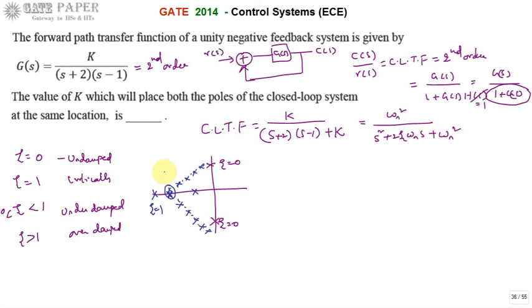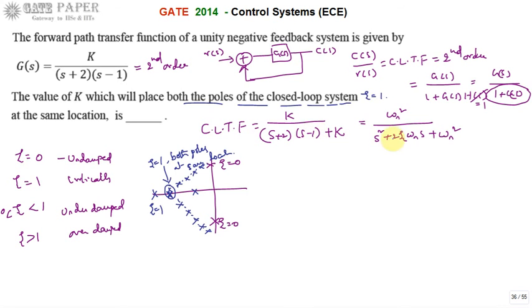And if you observe, the point of interest is zeta equal to 1, where both poles are at the same location, that is a double pole. So whenever both poles are at the same location, the damping ratio zeta is equal to 1. So this statement is giving the value of zeta indirectly, that is zeta equal to 1. Now we will compare this standard equation with this one.